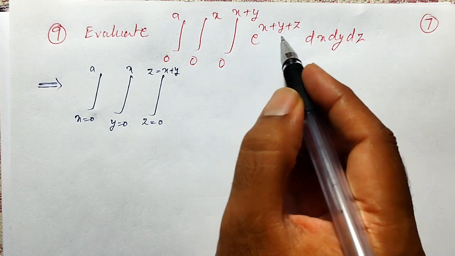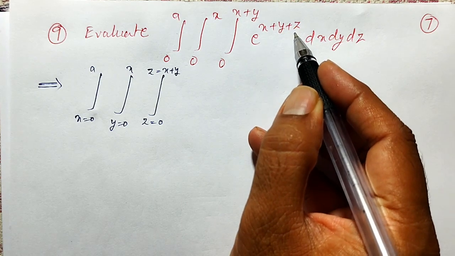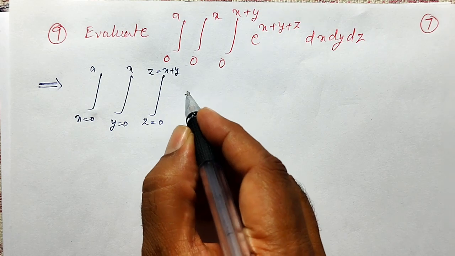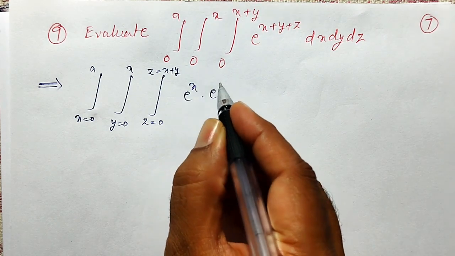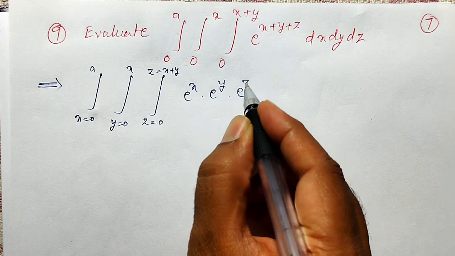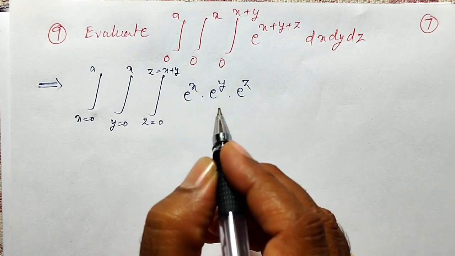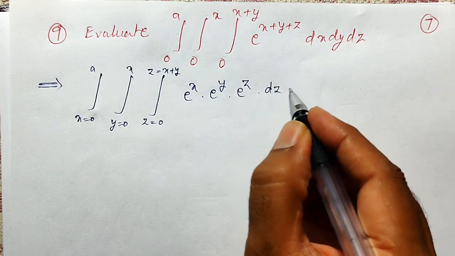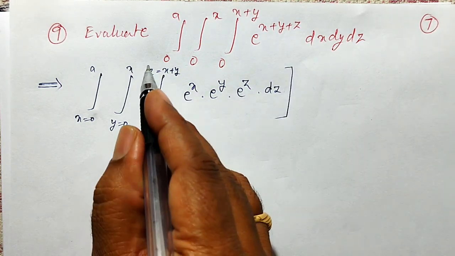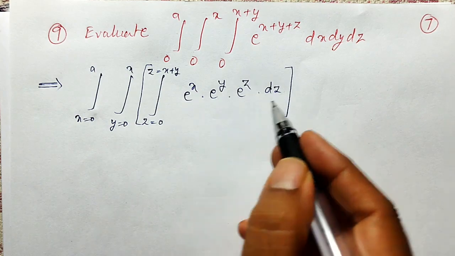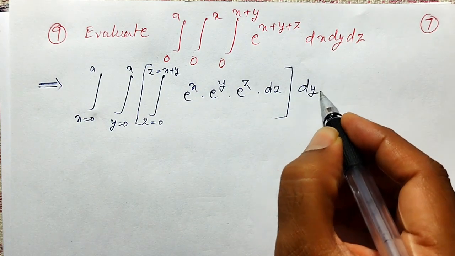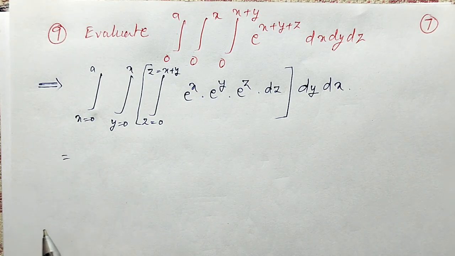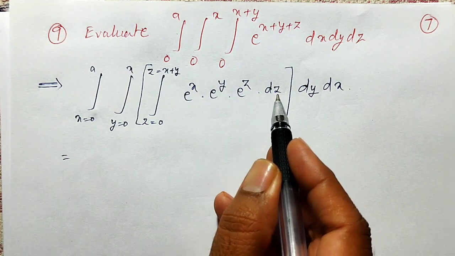To make it easy to integrate this e raised to x plus y plus z, I will split it as e raised to x into e raised to y into e raised to z. Product of three terms I can write. Into first with respect to z, therefore dz I will write, and I will put the square bracket for this one, which is to be integrated first. Remaining one is dy then dx. Therefore in my first step I will integrate this one with respect to z.